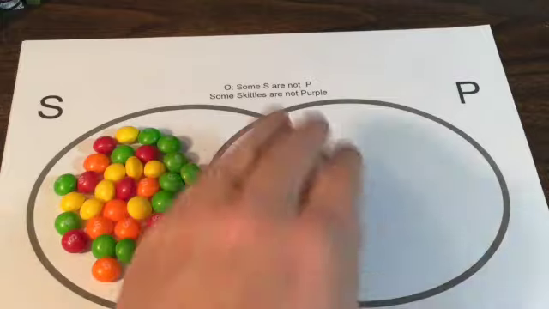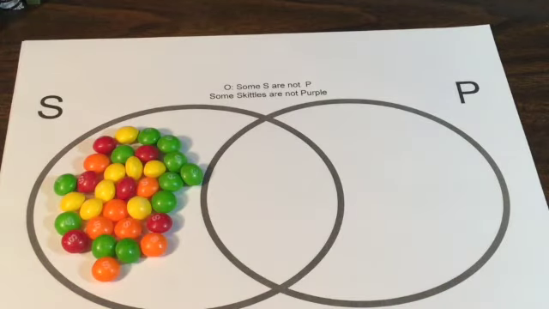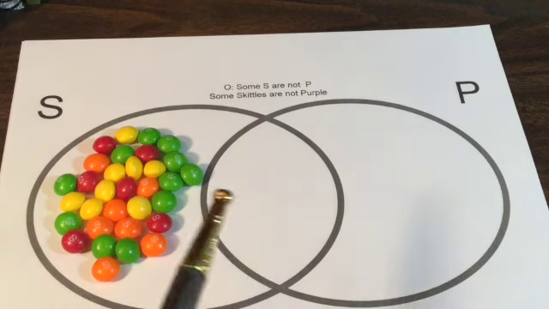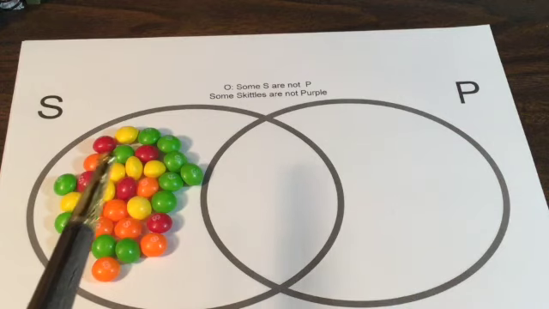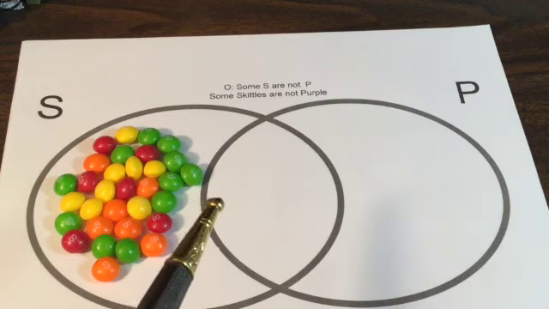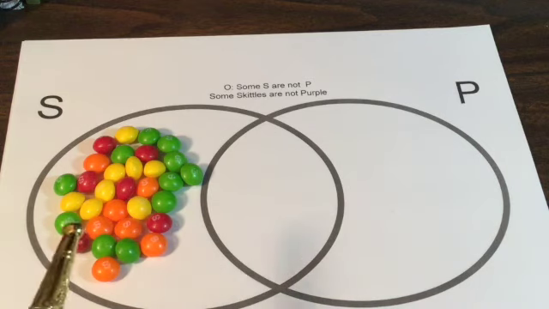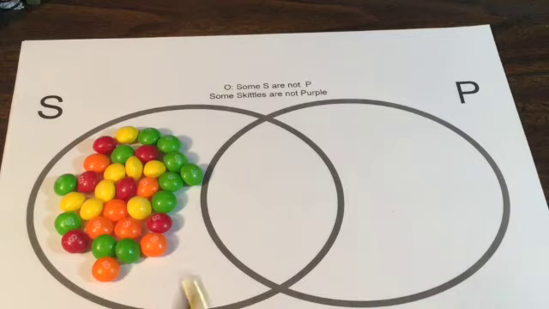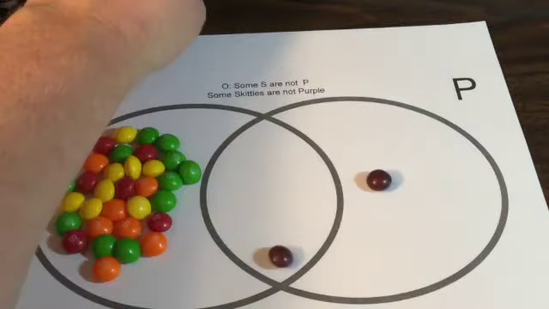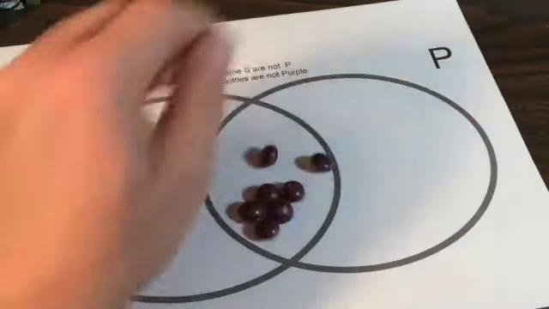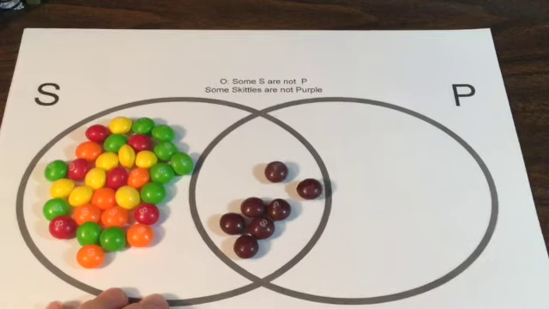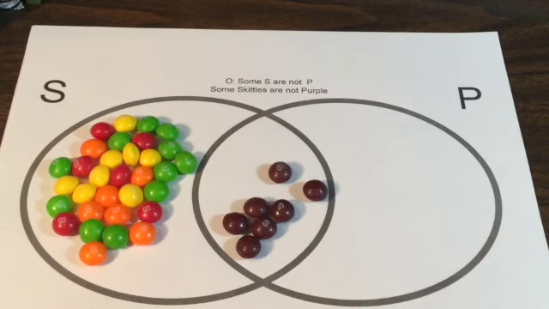Now, it might be that we got a weird freak bag that had no purples in it at all. But this statement is still true. Some Skittles are not purple. Now, in this case, there aren't any purple that exist, but that's not what the statement is. The statement is some Skittles are not purple, and this is how you illustrate it. Now, we understand that there probably are Skittles in here that are purple, but logically, they are not necessary.